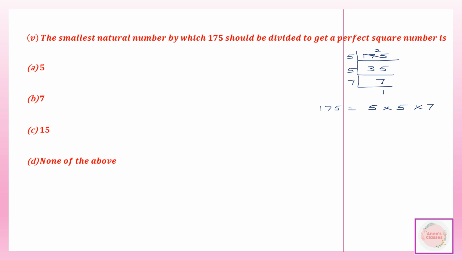Now when you make pairs, 5 has a pair whereas 7 doesn't have another number. So 7 is the smallest natural number by which 175 should be divided. So straight away we can look for the answer, that is option B, that is 7.